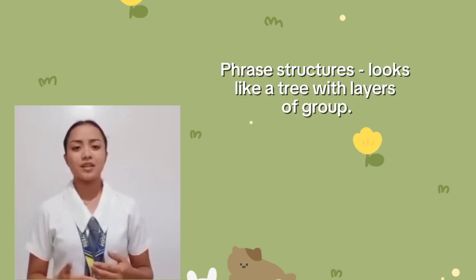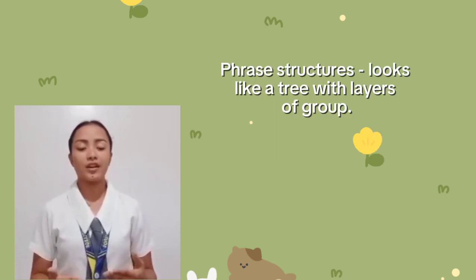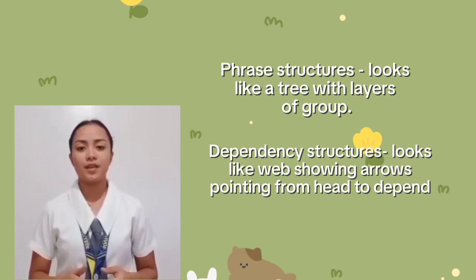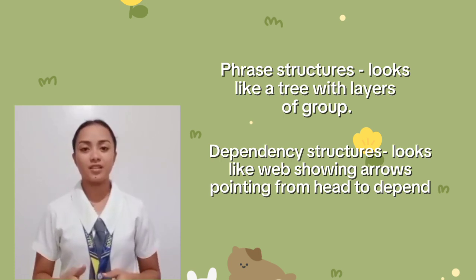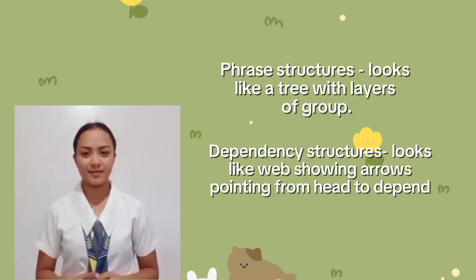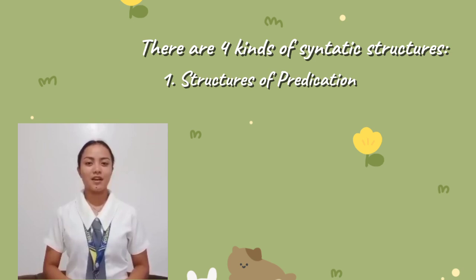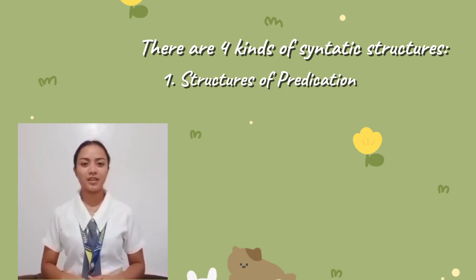Phrase structure looks like a tree with layers of groups, while dependency structure looks like a web showing arrows pointing from heads to dependents. Both are ways to analyze syntax, but they focus on different aspects. There are four kinds of syntactic structures. First is the structure of predication.